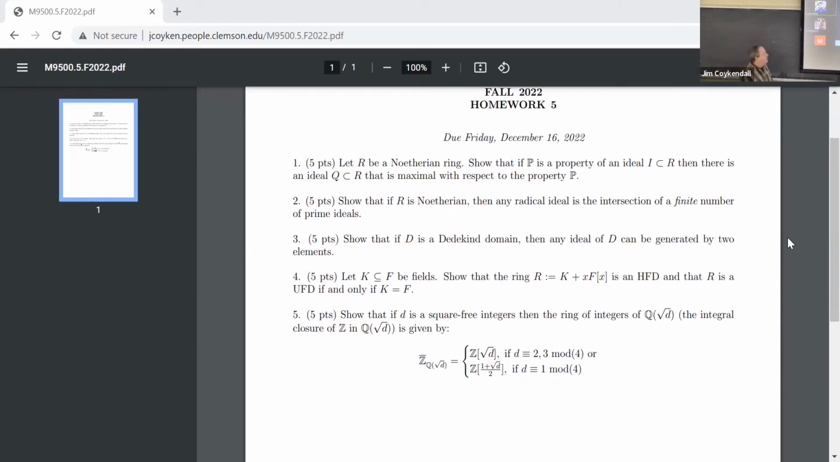show that if D is a square free integer, then the ring of integers of Q adjoined with the square root of D, that is the integral closure of Z in Q(√D), is given by this formula here. The integral closure of Z in that field is Z[√D] if D is congruent to 2 or 3 mod 4, and it's Z[(1+√D)/2] in the case that D is congruent to 1 mod 4.